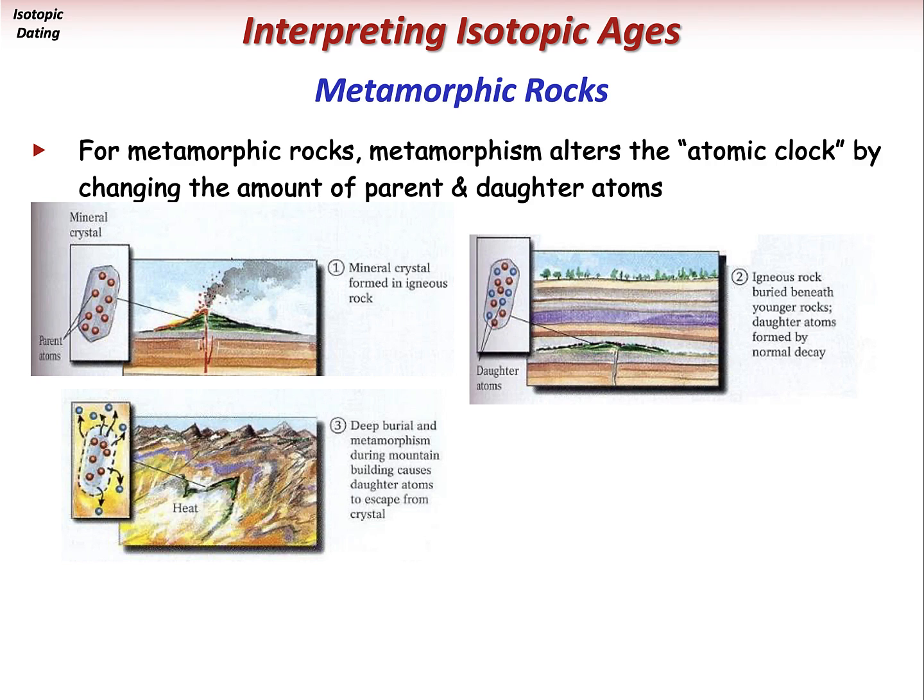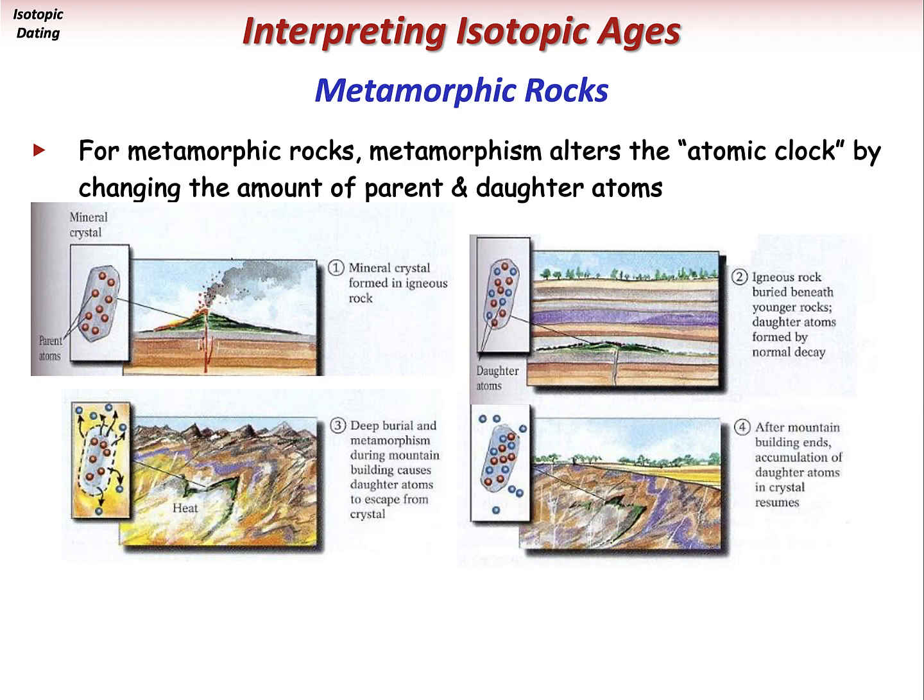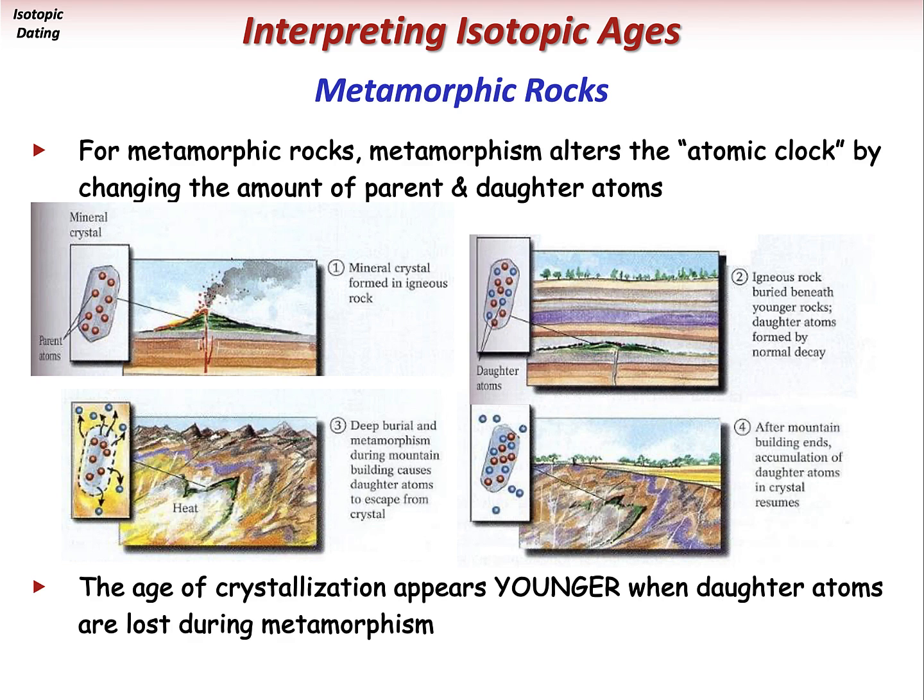The migration of metamorphic fluids through the crystal results in the loss of daughter isotopes, and afterwards the parent-daughter decay resumes as normal. So if we date the mineral crystal from panel 4, we will measure a parent-daughter ratio that has been modified and does not represent the true crystallization age of the rock. The rock will appear younger than its true age because of the loss of daughter material during metamorphism.